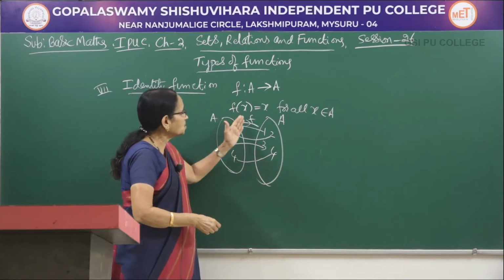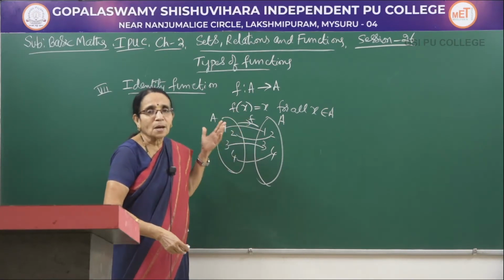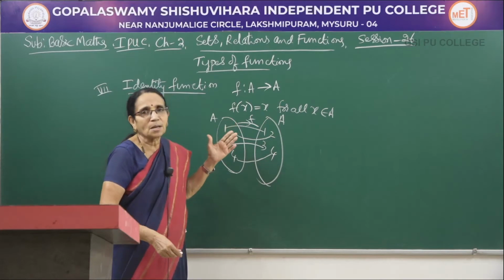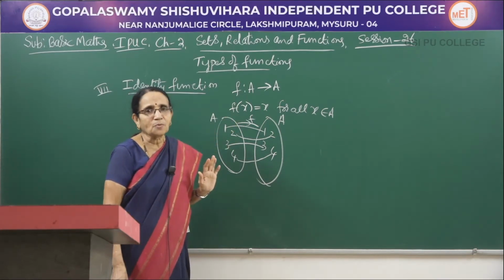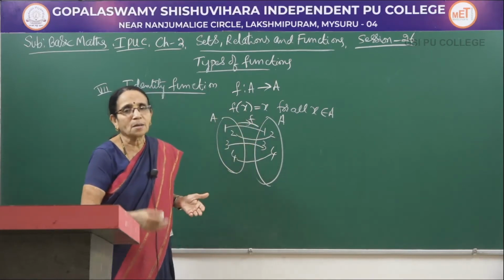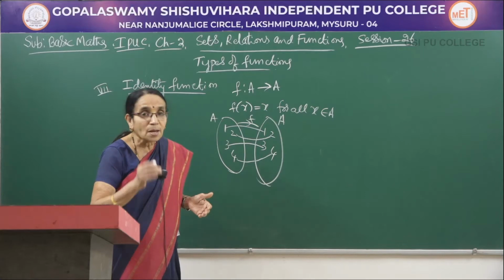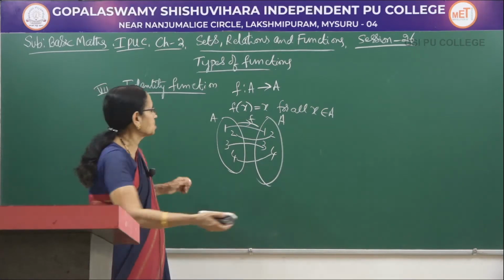So here each element will have its image as itself. The image of each element is itself. So that is known as an identity function. Identity means the same element would be associated, an element would be associated with itself. So we call it an identity function.